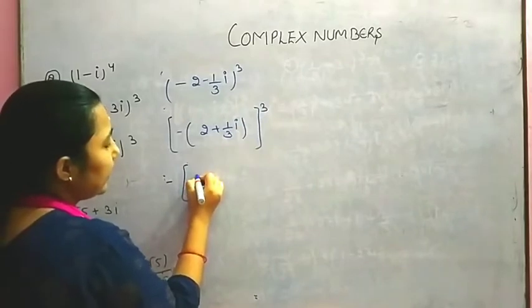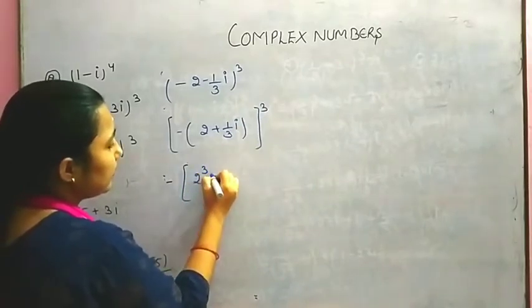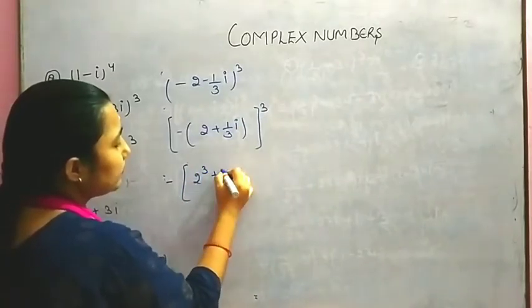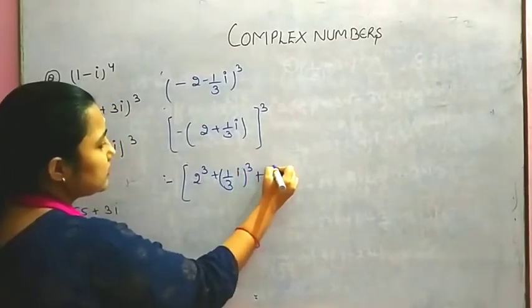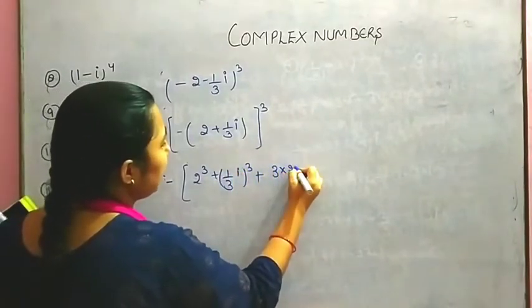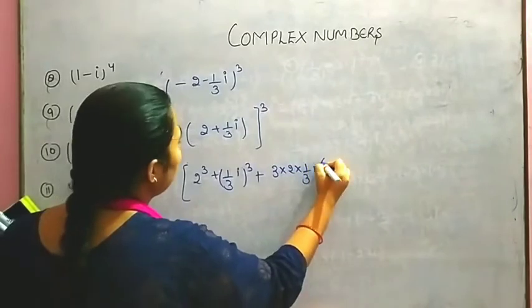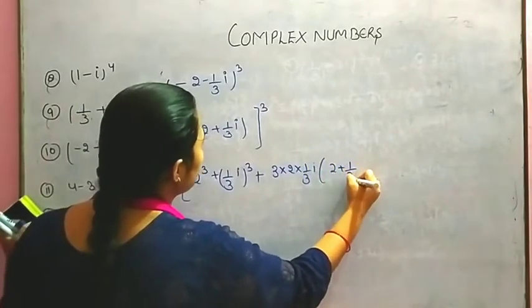We get a cube plus b cube plus 3ab bracket a plus b.